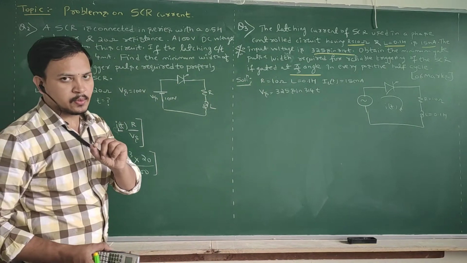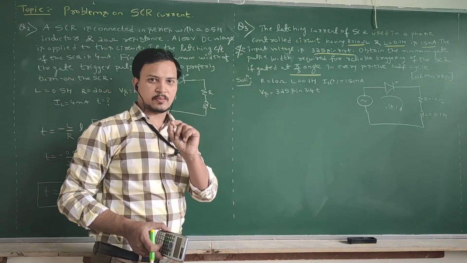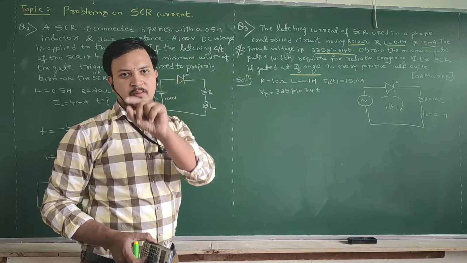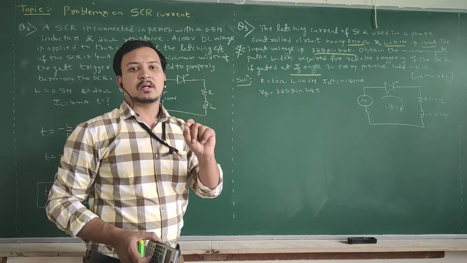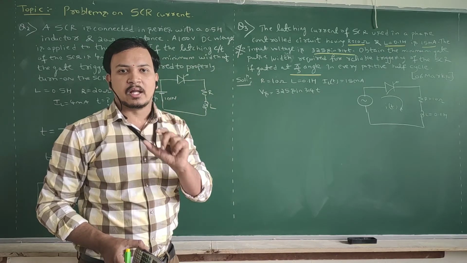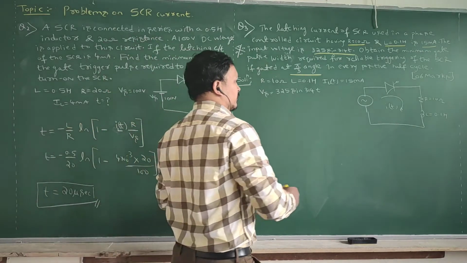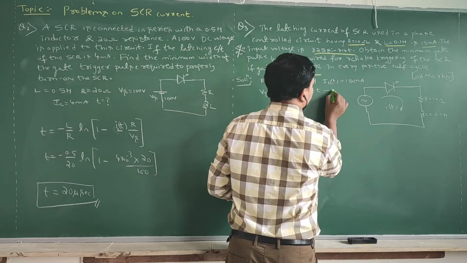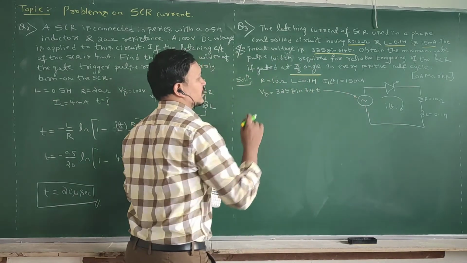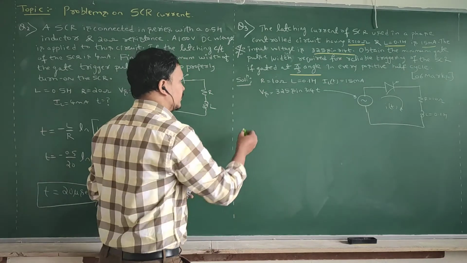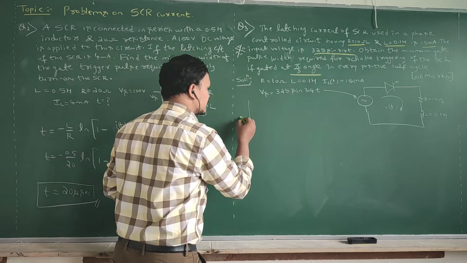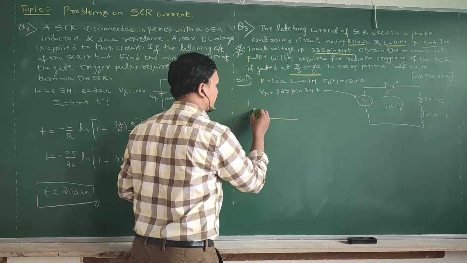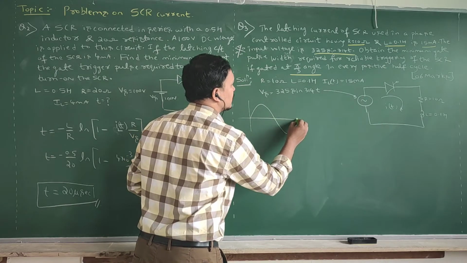And this equation is valid. I wrote in the first problem the formula I of t is equal to Vs by R into 1 minus e power minus t by L by R. There Vs is nothing but the maximum value, the peak value. Okay, got it? So fine. What is the applied voltage? This is the applied voltage. Vs is 325 sin 314 t. Meaning it is a sinusoidal voltage.